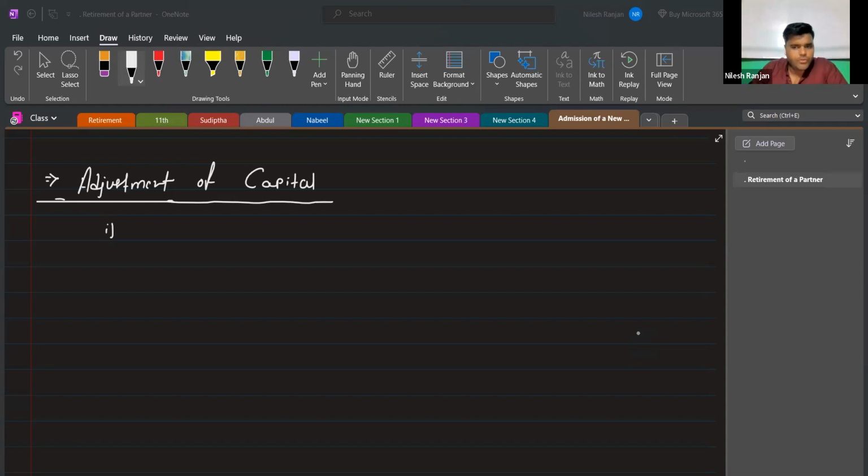Am I audible to you? Yes, sir. It is showing the audio device has been changed. Okay, actually, Bluetooth is connected. That's why I think there was this problem. Okay, no problem. So it's not working.